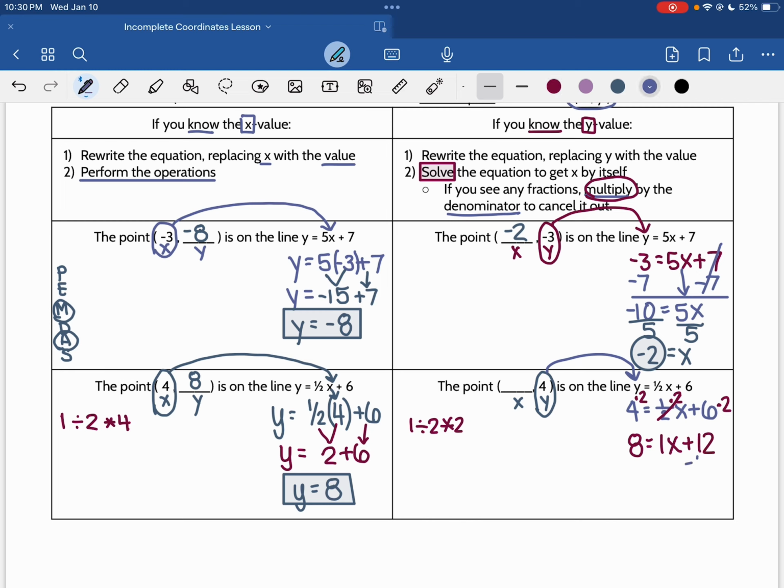Then I'm going to subtract that 12 to the other side. 8 minus 12. I don't have enough to subtract 12 from 8, so I'm going to have to go into the negatives by 4.